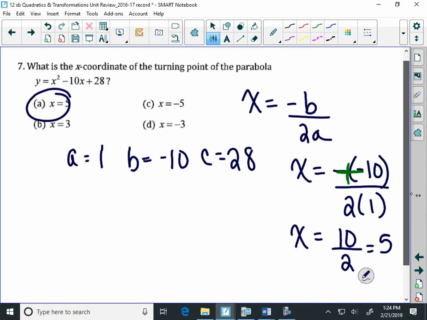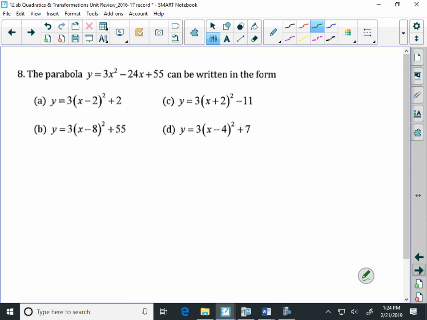What you maybe could do again on this multiple choice question is type it in your calculator. Can you identify it from the picture? And you may or may not be able to see the parabola on your screen. Number 8. The parabola y equals 3x squared minus 24x plus 55 can be written in, well, our choices down here are vertex form. So this is going to take me a couple minutes to do. I'm going to write the problem down first of all. We get y equals 3x squared minus 24x plus 55.